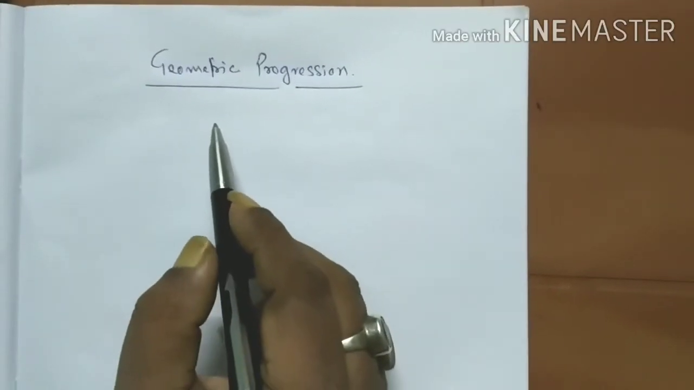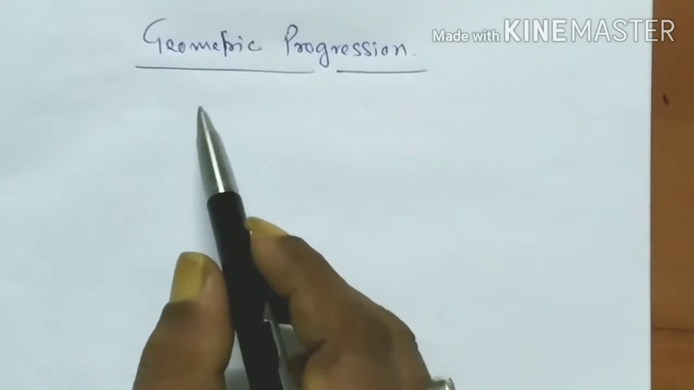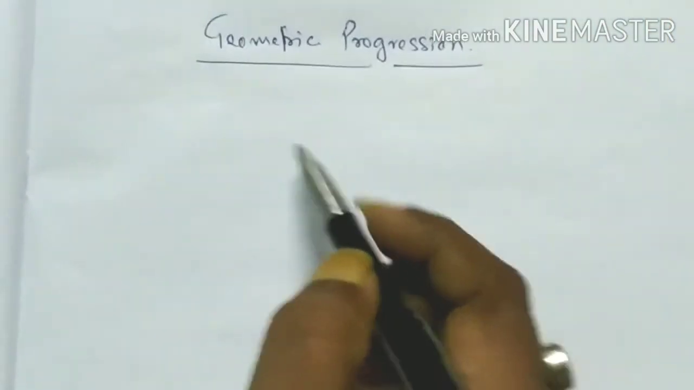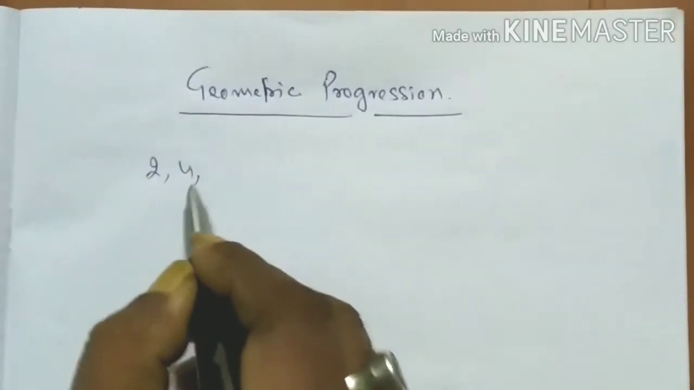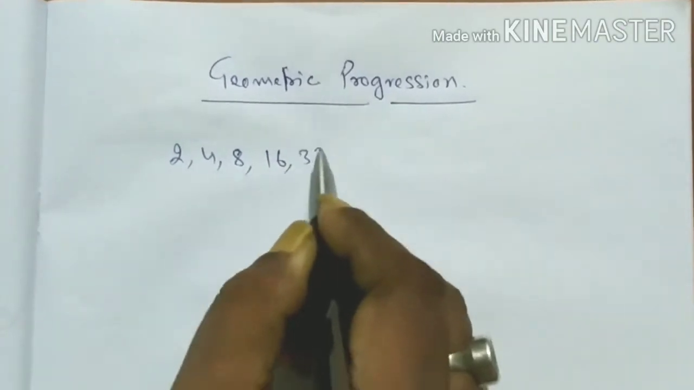Students of class 9, this is advanced maths. I am going to start geometric progression. Now, all of you see this: 2, 4, 8, 16, 32.